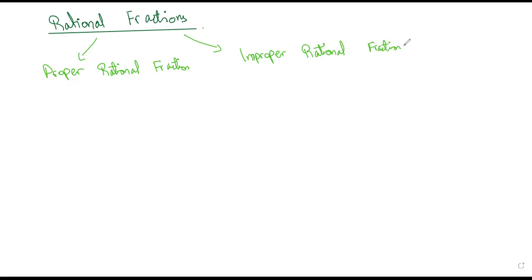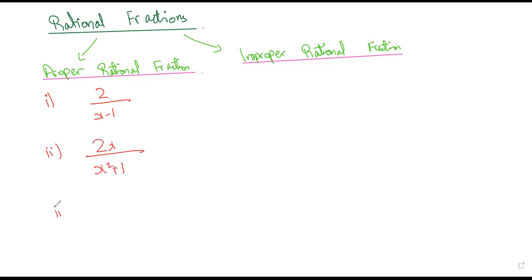It's just like a simple fraction. We have two types, proper and improper. The same is the concept over here as well. Okay, so I'll talk about some examples and then you would be able to understand the difference. If I write down some examples for proper rational fraction, it would be 2 by x minus 1. It would be 2x by x square plus 1. And then, for example, another type of proper rational fraction could be 7x squared by x cubed minus 3. Okay. Now, all these are proper rational fractions. Why?